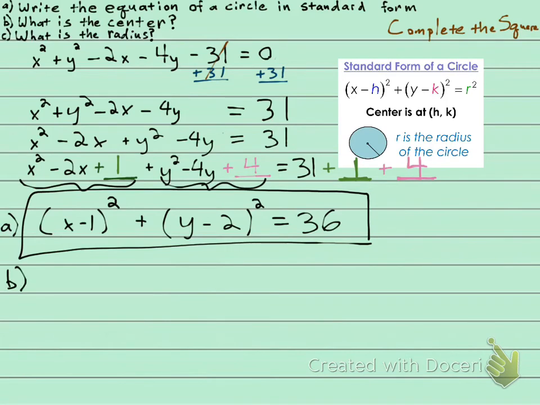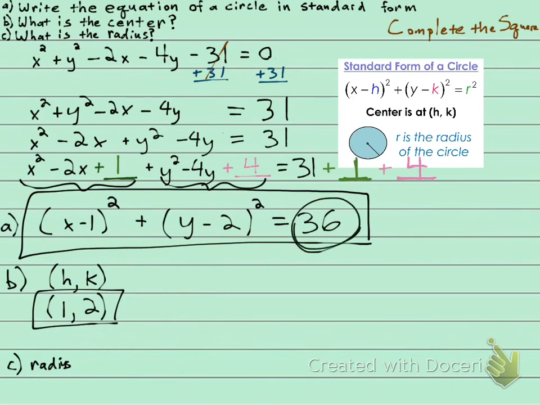Part B asks, what is the center? Well, the center of a circle is going to be h, k. Okay, and you can just look at it and pick out the h and pick out the k. So the center of this circle is going to be 1, 2. And then the last question asks the radius. And the radius is going to be the square root of this number. Okay, this number here is the radius squared. So what number squared would give you 36? 6. All right.